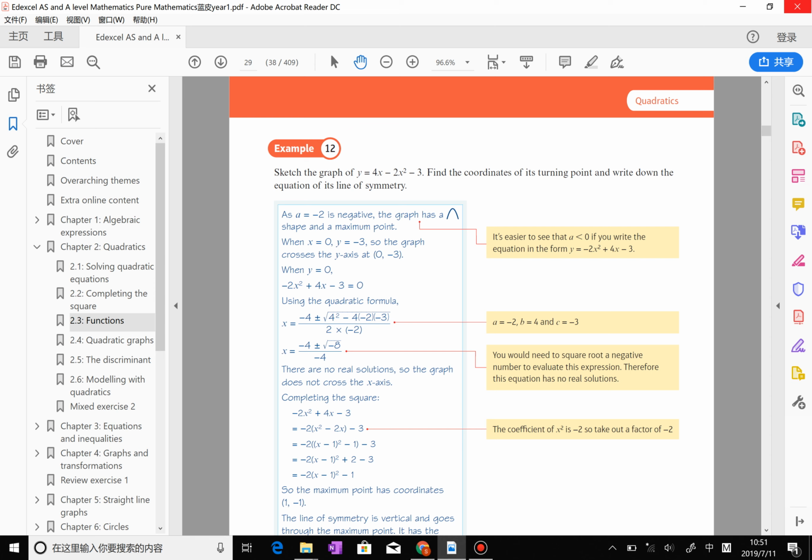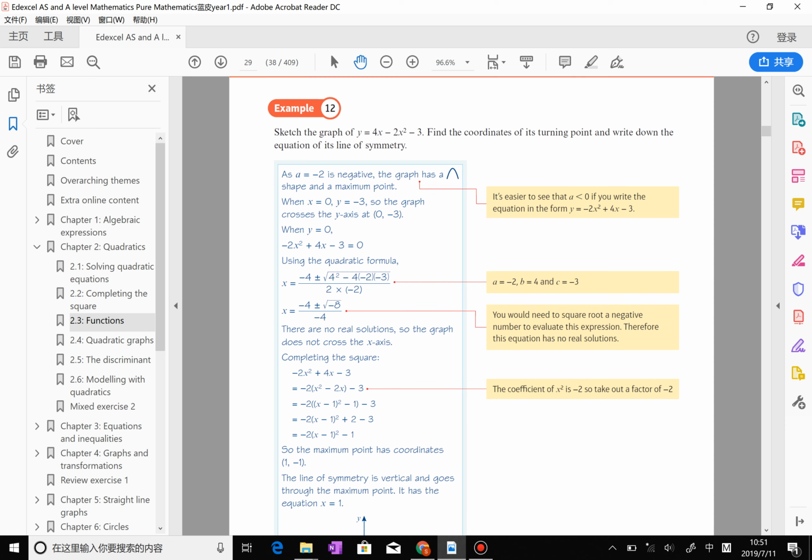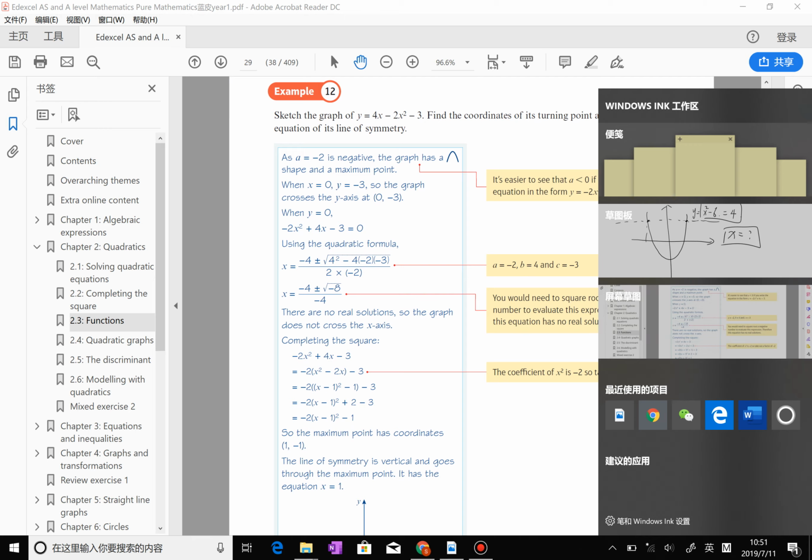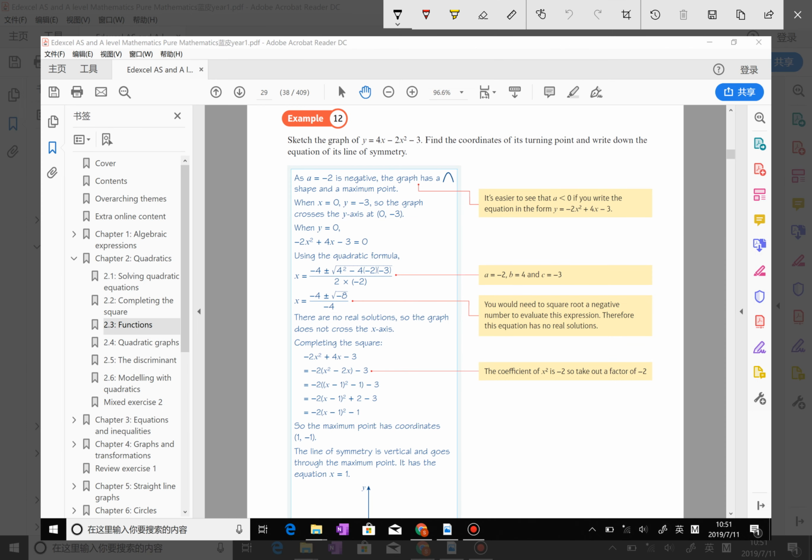So sketch the graph y equals 4x minus 2x squared minus 3, and then find out the coordinates of its turning point and then write down the equation of its line of symmetry. All right. Okay. So the equation y equals 4x minus 2x squared minus 3. So we need to write x in descending order, so that we have negative 2x squared plus 4x minus 3. Since a is less than 0, the shape is going to be like this.